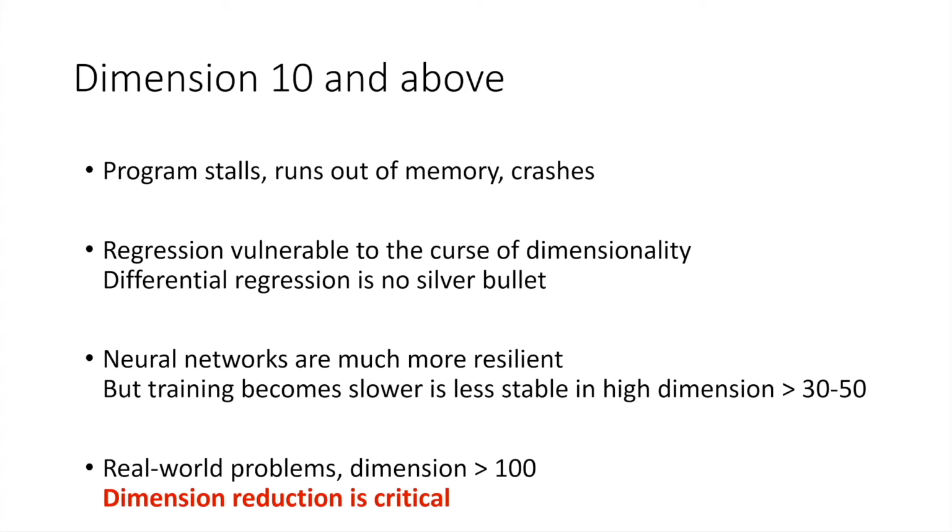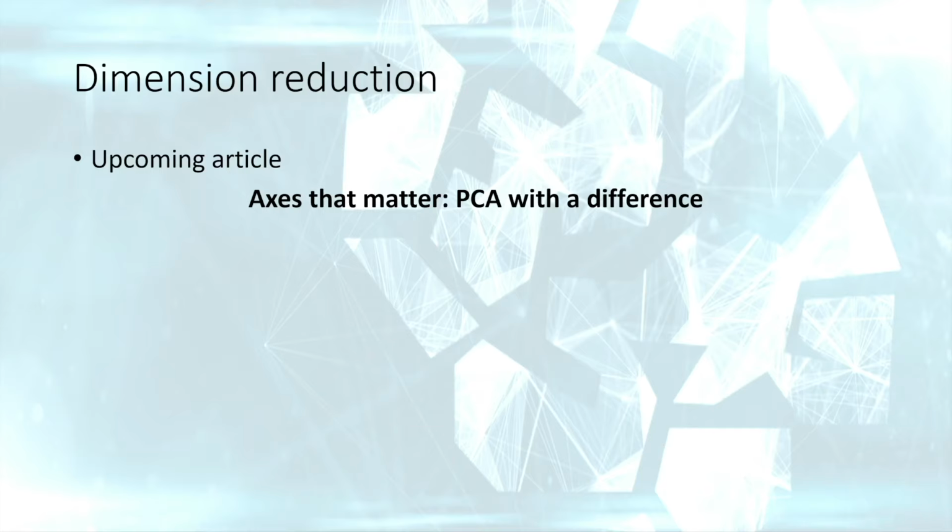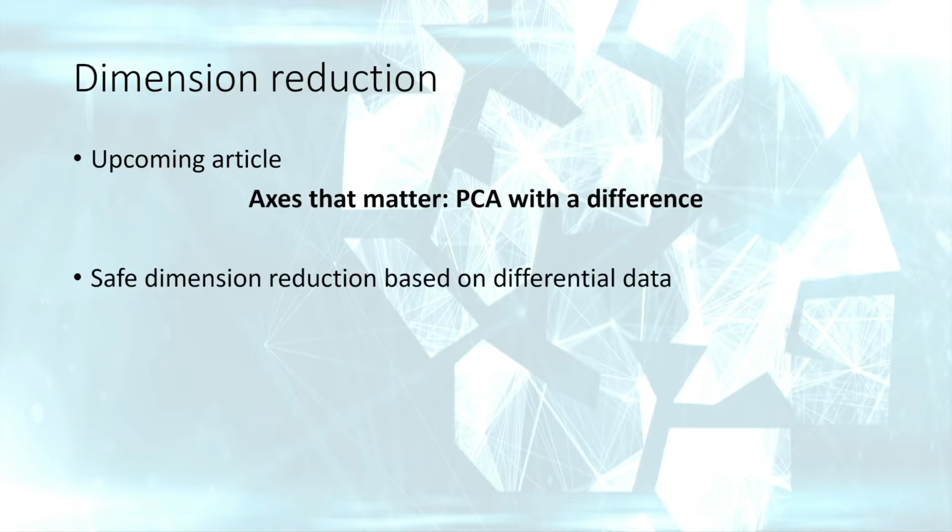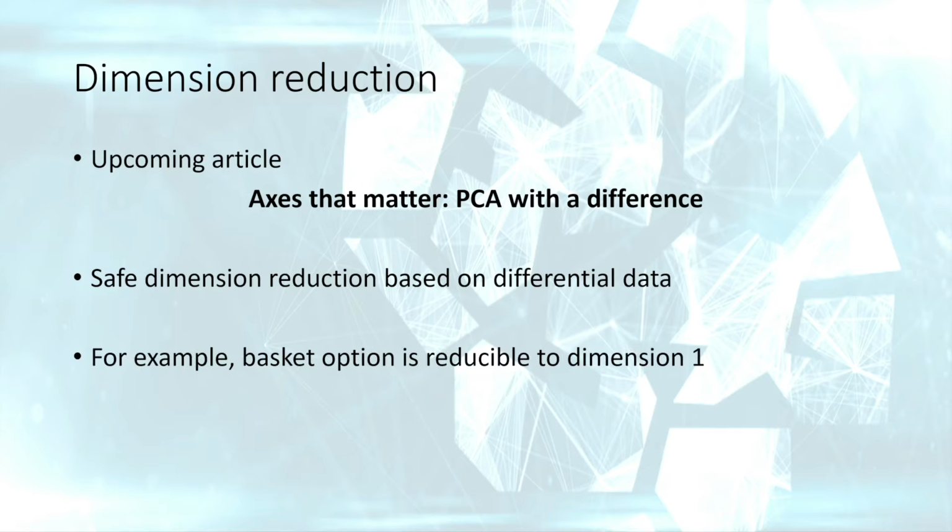Brian and I specifically address dimension reduction in our upcoming article, Axes That Matter, PCA with a Difference, where we develop safe dimensional reduction techniques based, once again, on differential data. For example, we know that our basket option problem is reducible to dimension 1, but how can we figure this out automatically from data?